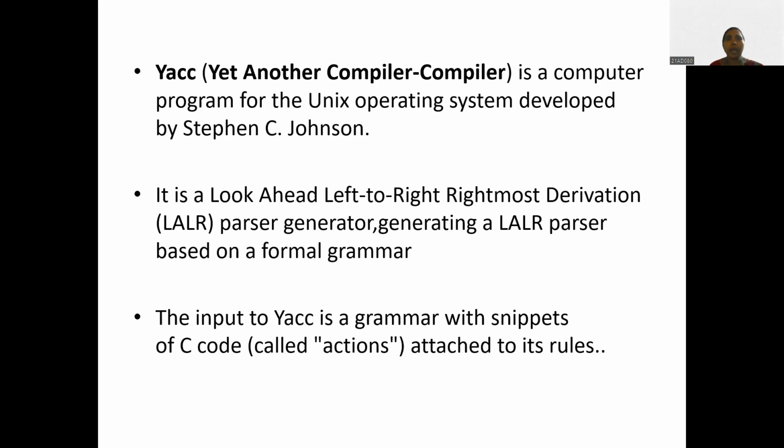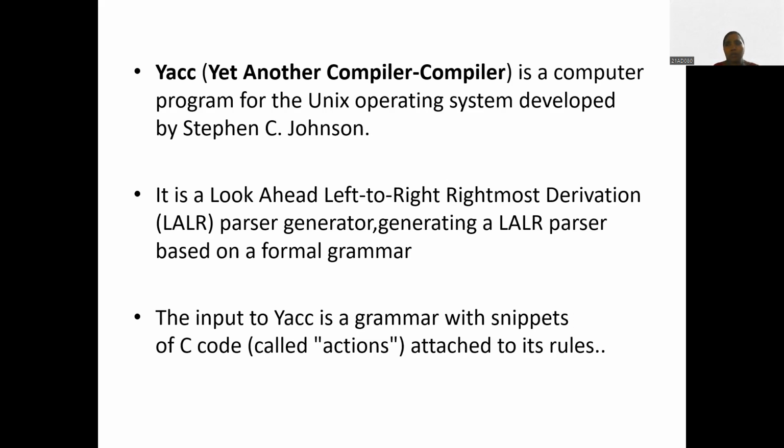Now let us see the YACC tool, our parser generator, that is the second phase of the compiler, otherwise called the syntax analyzer. Now let us see what is the expansion of YACC. YACC is yet another compiler compiler. It is a computer program for the Unix operating system developed by Stephen C. Johnson. It is a look ahead left to right, rightmost derivation. That is, you are going to read from left to right, and the derivation is the rightmost derivation, so it comes under LALR, right? It is a parser generator, generating a LALR parser based on a formal grammar. The input to YACC is a grammar with snippets of C code called actions attached to its rules.